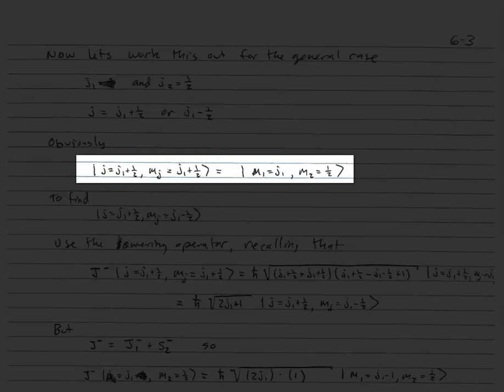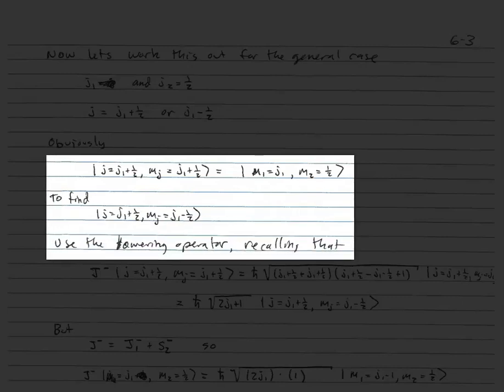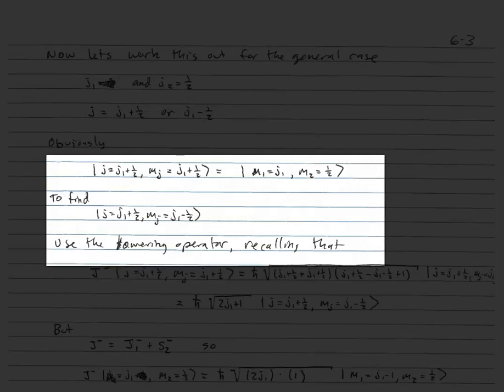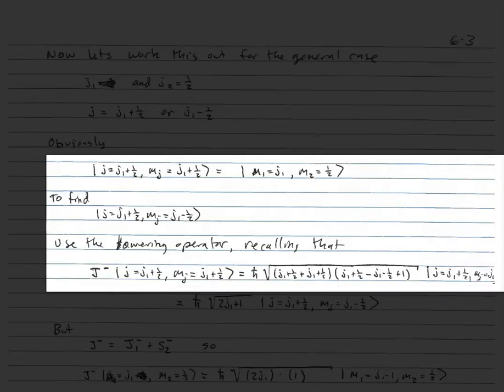In order to find the state that has the same angular momentum but has an mj that's equal to j minus 1 half, we again have to use the lowering operator. And now we're going to plug in again. J minus acting on this state is going to be h bar times the square root of the total j plus the mj. So that's going to be j1 plus a half plus j1 plus a half. And then I'm going to have the total j minus the mj plus 1. That term becomes 1. So we just get a square root of 2j plus 1 times h bar times the state j1 plus a half, j1 minus a half.